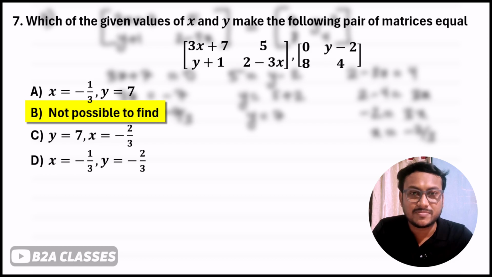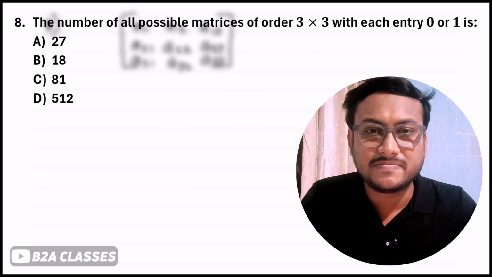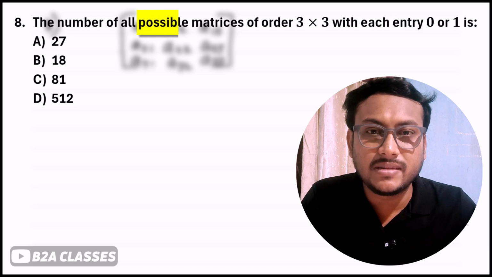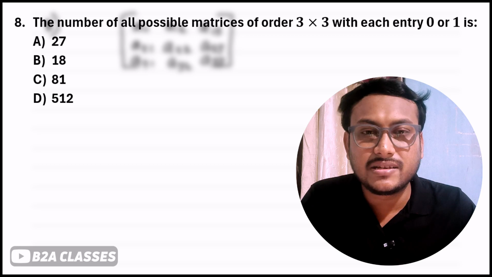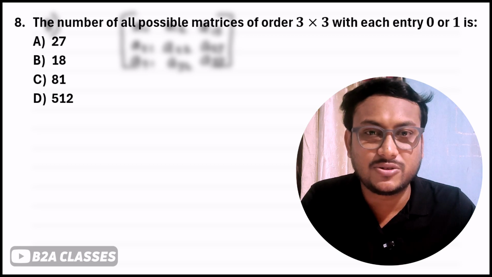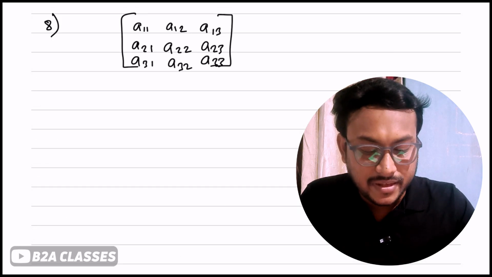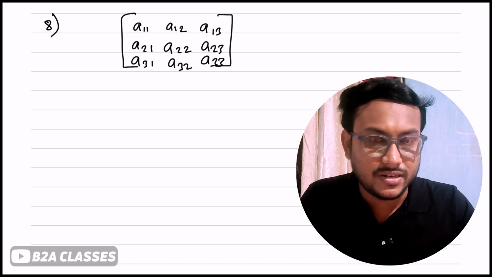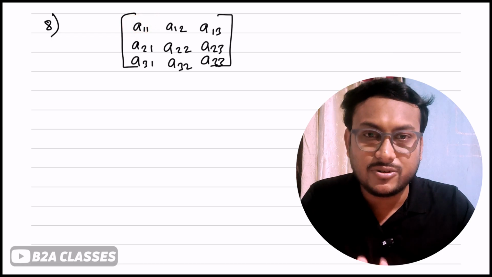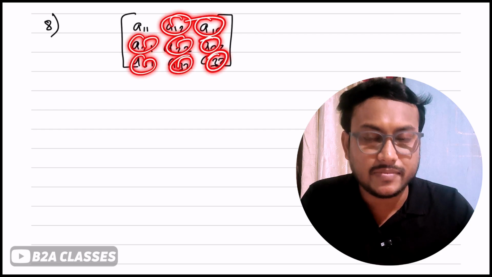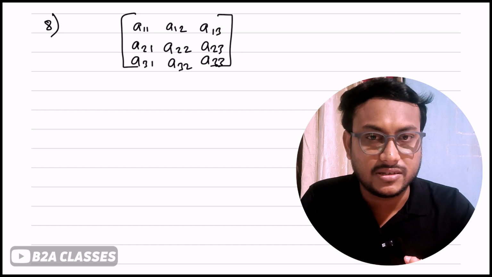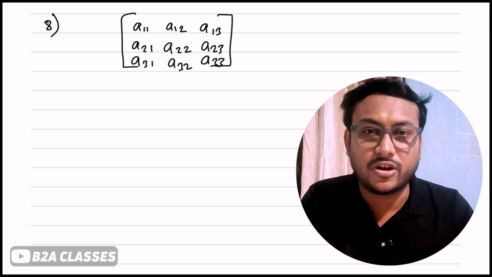Now we'll move on to the next problem. This is the next question displayed on the screen. The question asks: how many 3 by 3 matrices can be formed using the numbers 0 and 1? That means each element can be either 0 or 1. Now if you see clearly, every element has two options. In place of each element either 0 or 1 can come. So how many such matrices of order 3 by 3 can we form?